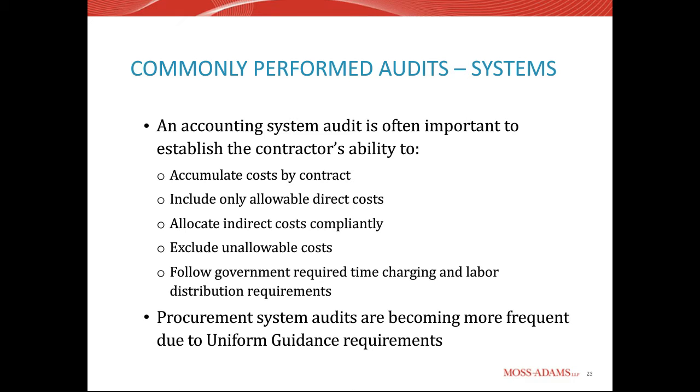So the things that should be looked at as part of that accounting system audit are: are they able to accumulate cost by contract? Are they able to include only allowable direct cost? And are they able to allocate indirect costs compliantly and to exclude unallowable costs? Where we see issues is typically related to the indirect rates. So there's a typical structure for a government contractor: maybe a fringe rate, maybe one or more overhead rates, and a G&A rate.